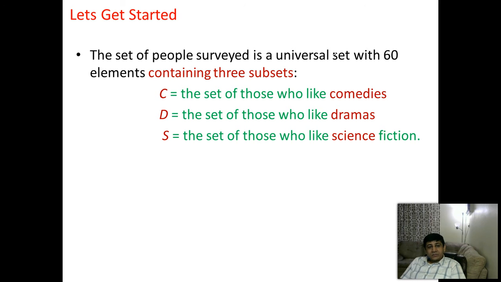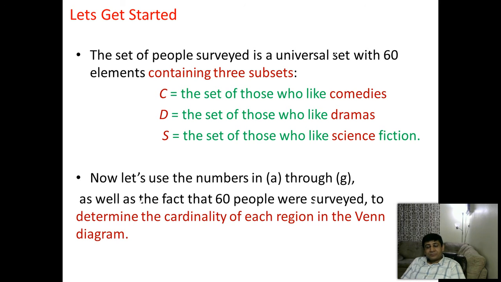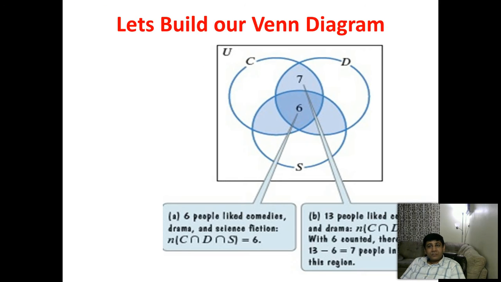Now let's use all the information we know so far, put it on the Venn diagram, and then we will find the cardinal number of each region in the Venn diagram. So this is the Venn diagram, the basic structure, which has three sets. The comedies set is labeled by C, the drama set is labeled by D, and the science fiction set is labeled by S.